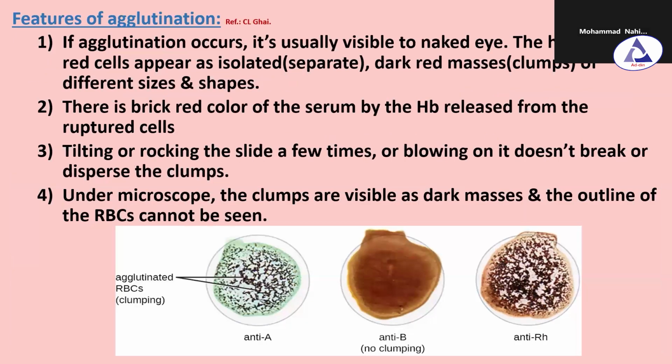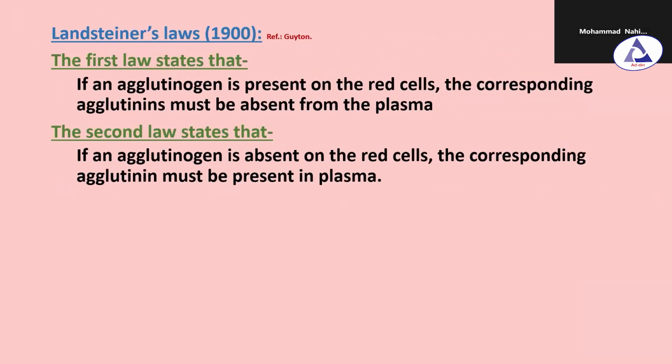So, features of agglutination are: if agglutination occurs, it is usually visible to the naked eye. You can see it without the help of a microscope, but use a microscope if you want to confirm the agglutination. Under the microscope, the clumps are visible as dark masses and the outline of the RBCs cannot be seen. Now, we will discuss Landsteiner's law.